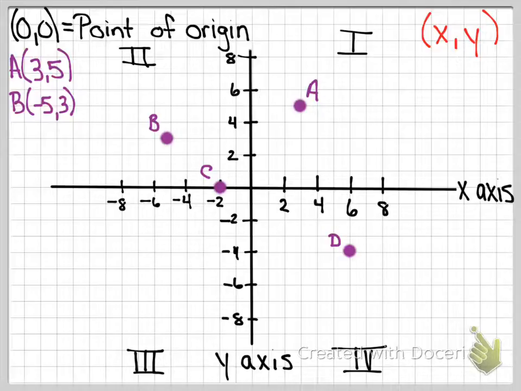Now look at point C. Well, that's kind of different. How many did it go on X? Negative 2, but how many did it go on Y? Did it go up or down any? No, so it's just 0. All right, now I want you to write the coordinate for point D. What is the coordinate for point D? Write it on your notes.